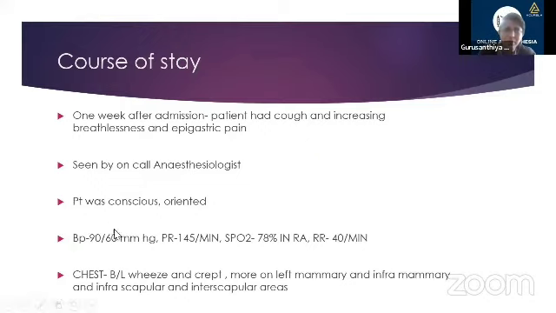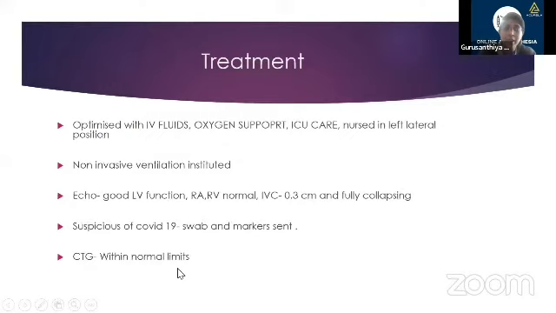She was conscious, oriented. Her BP was around 90/60, and she had a pulse rate of around 140 to 160 per minute. Her saturation was 78% in room air, and her respiratory rate was close to 40. On examination of the chest, she had a bilateral chest wheeze and crepitations, which were more on the left side in the mammary, inframammary, interscapular, and infrascapular areas. Immediately I shifted her to the ICU. We resuscitated her with IV fluids and oxygen support. Obviously, she was nursed in the left lateral position.